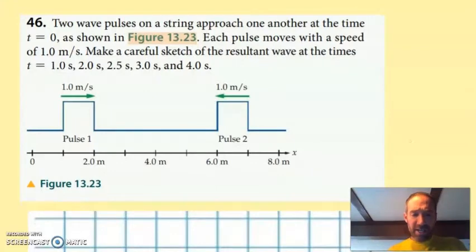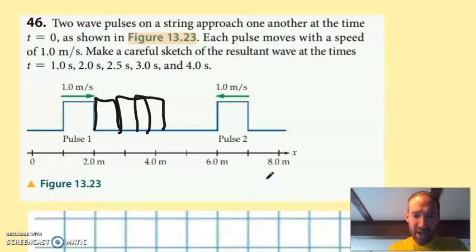In 46, it says two wave pulses on a string approach each other at time t equals 0. Each pulse moves with a speed of 1 meter per second. Make a careful sketch of the resultant waves at 1, 2, 2.5, 3, and 4 seconds. So the waves are going to continue to move forward. In 1 second, this wave pulse is going to be here. In another second, it's going to be here. In 2.5 seconds, it's going to be halfway in between 2 seconds and 3 seconds. And you get the idea. And pulse 2 is going to do the same kind of thing.